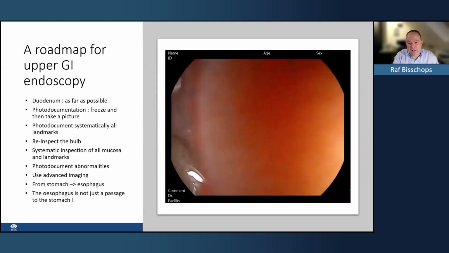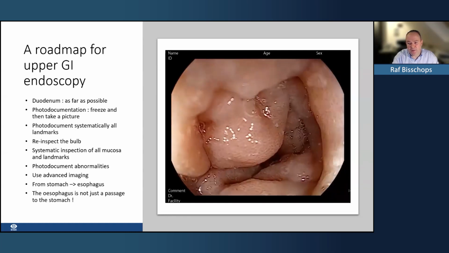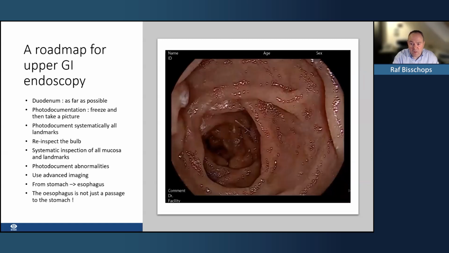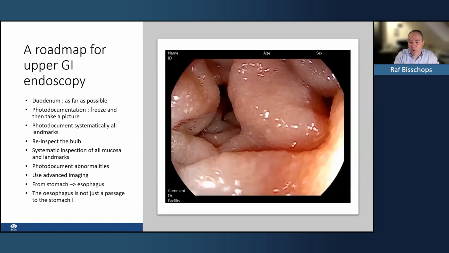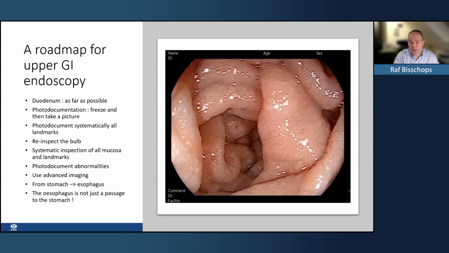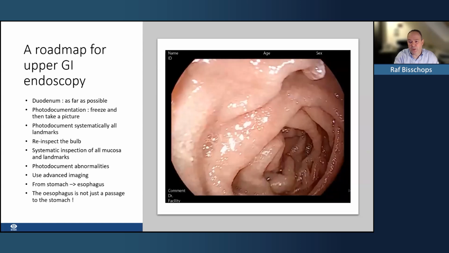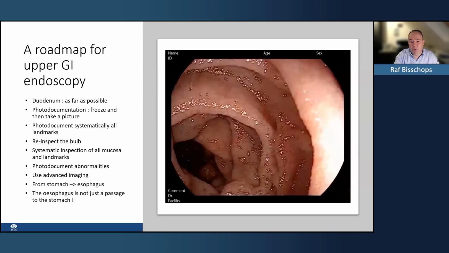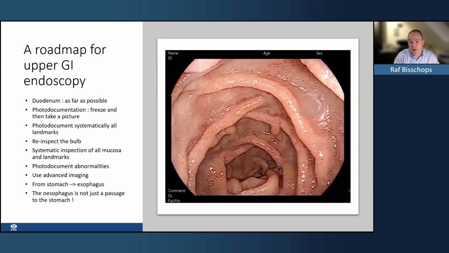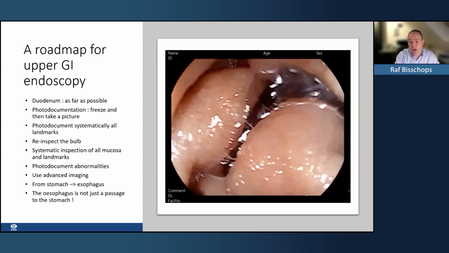So we ended at the pylorus, and now we're ready to enter the duodenum. You want to reach there as far as possible, but the entire process, and Rehan will also talk about photo documentation, is quite dynamic. You can see, I see the papilla here, so I freeze the image, and only when the image is nicely frozen and sharp, then you should take a picture. You can take pictures continuously, obviously, but you want to have a nice frozen image that is clear, that goes into the patient file.